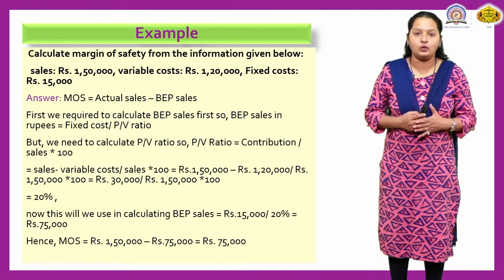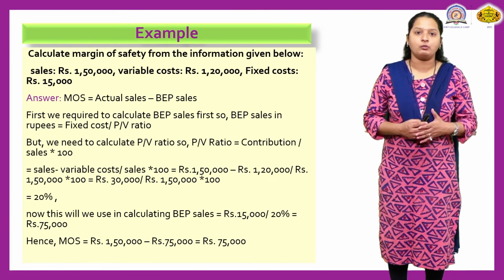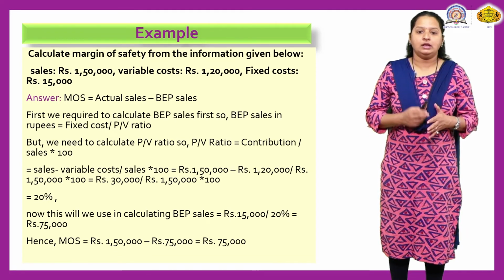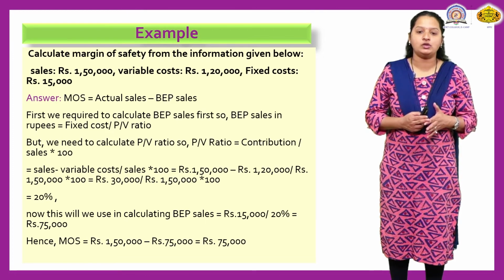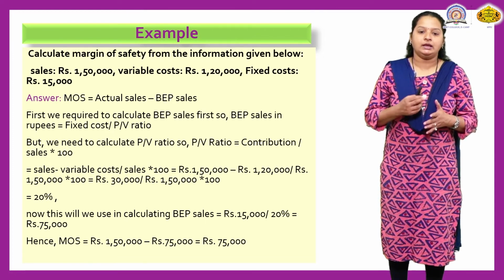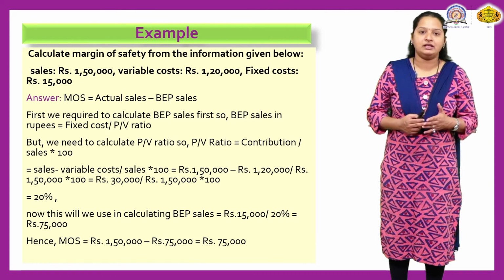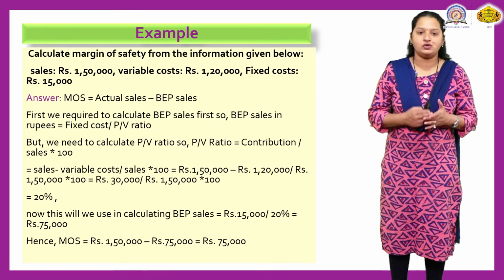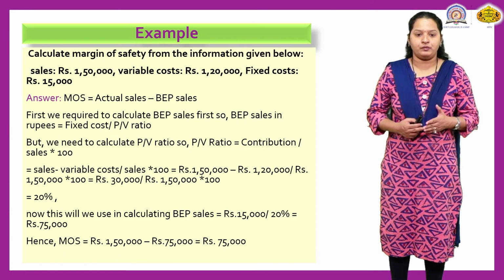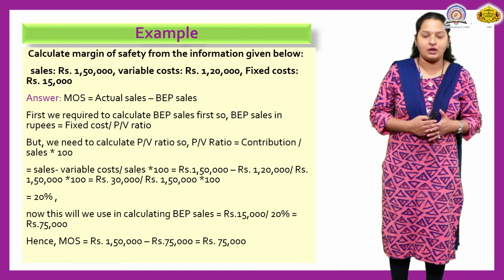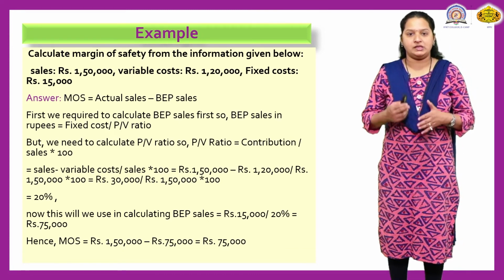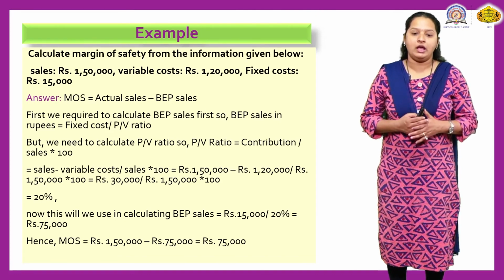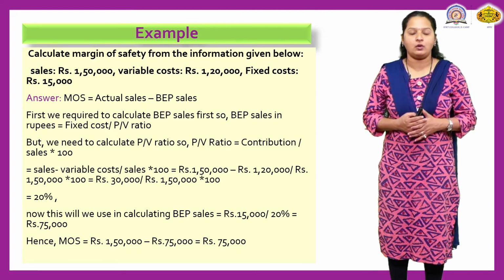Let's see, we have calculated various formulas for calculating MOS, which includes first of all the contribution, then the PV ratio, thereafter BEP sales, and lastly we will calculate our margin of safety. So the formula is actual sales minus BEP sales. Our actual sales are rupees 1,50,000, our BEP sales are rupees 75,000. By deducting this BEP sales, we got our MOS which is rupees 75,000.